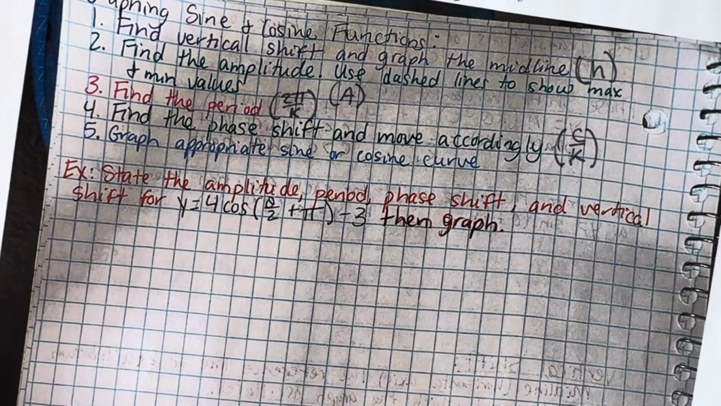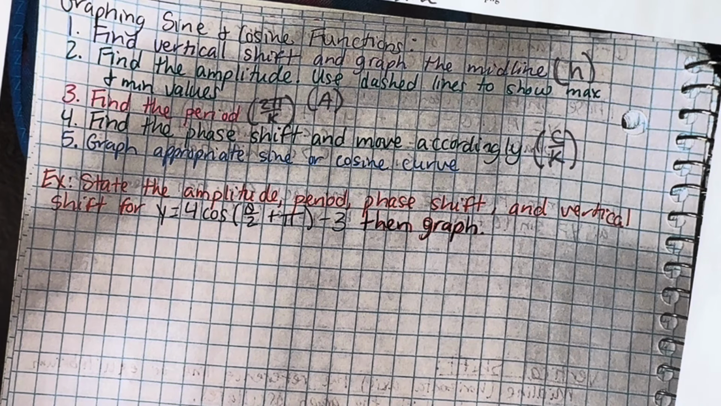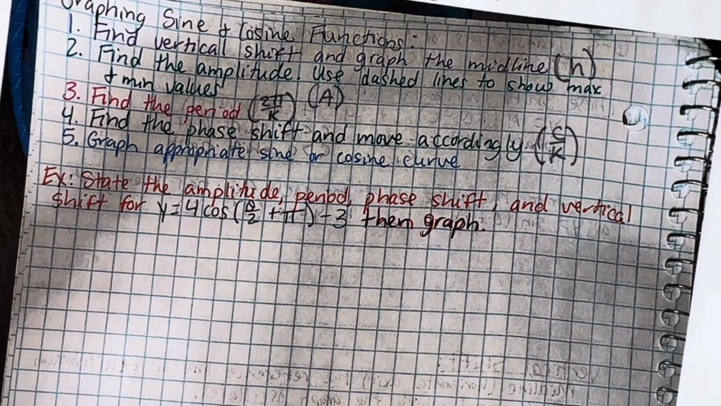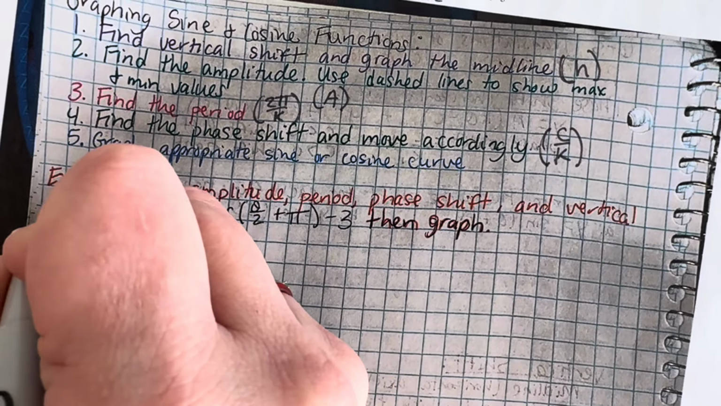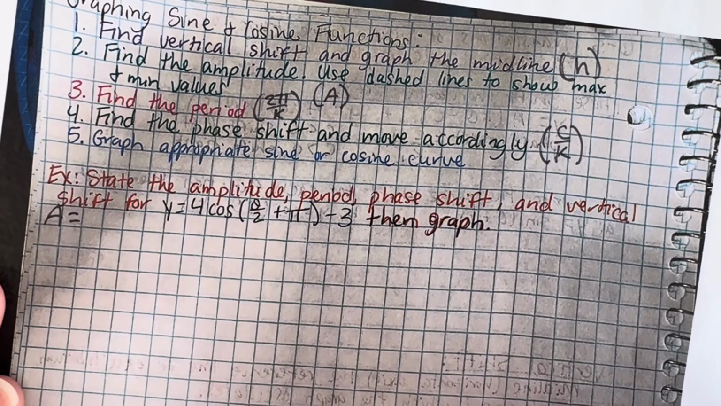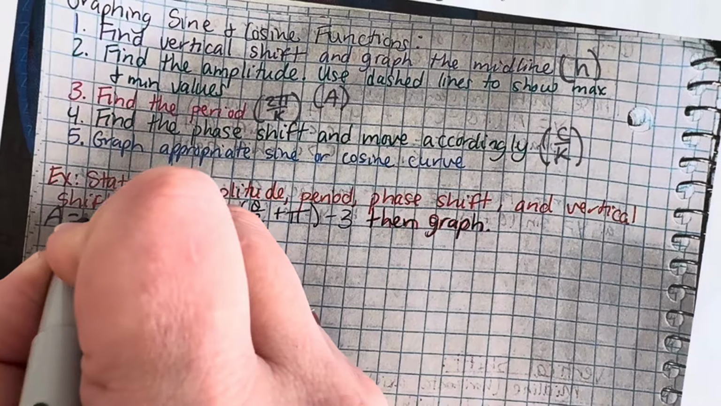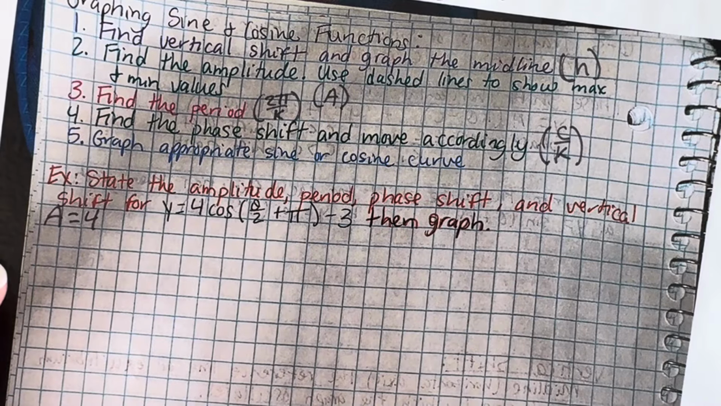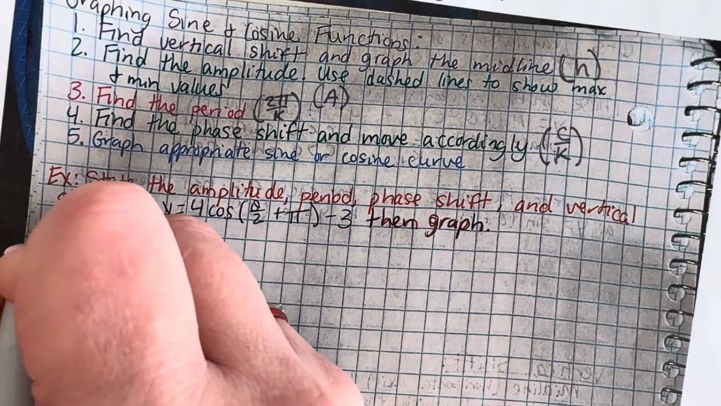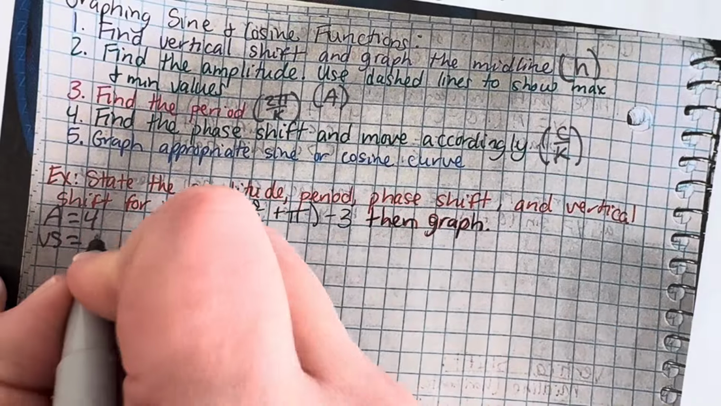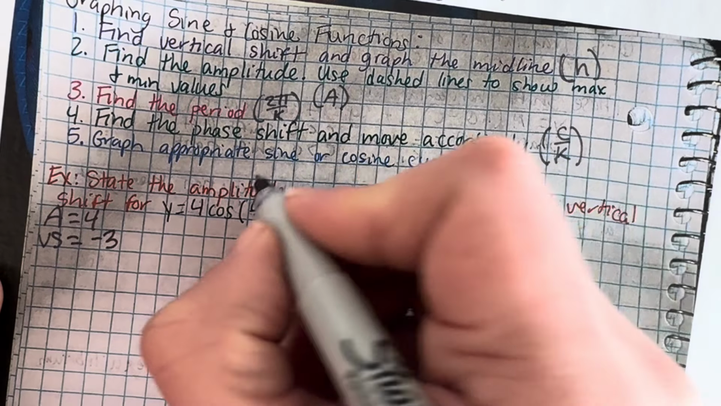Okay, sorry, there's weird shadows. This one is just printed odd. Okay, so we're going to start there. So first thing it says is my amplitude. So my amplitude here is going to be 4. That's my number in front. I know my vertical shift is going to be -3. Okay, so check.